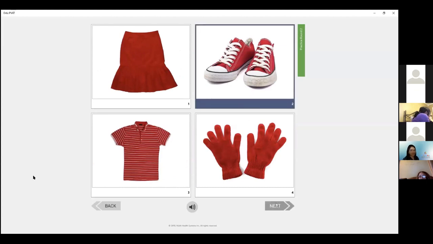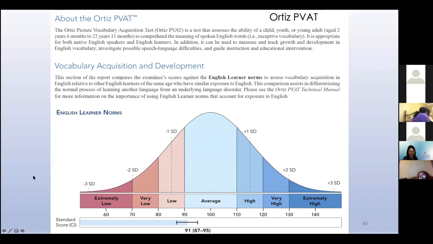Okay, so that's basically the TEAS-PVAT, and it's very fast, it doesn't take long. And then you get a printout, and you can see where your child is. This particular child I tested, he scored 91, and it was right there in the average range.